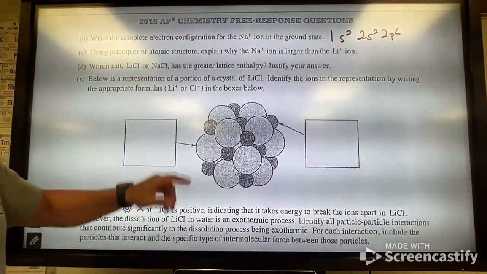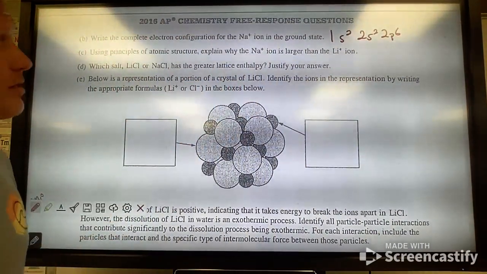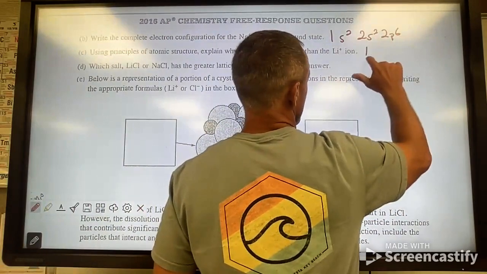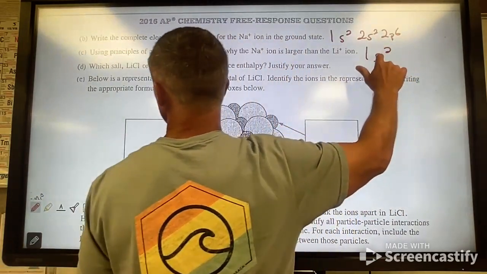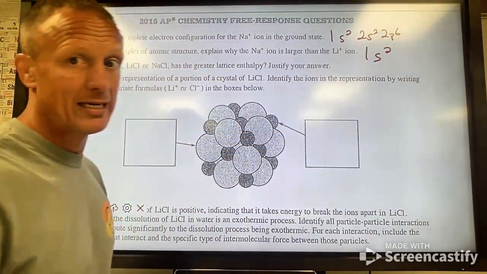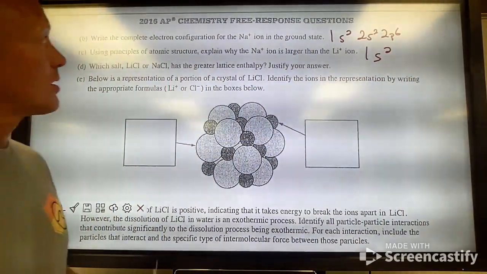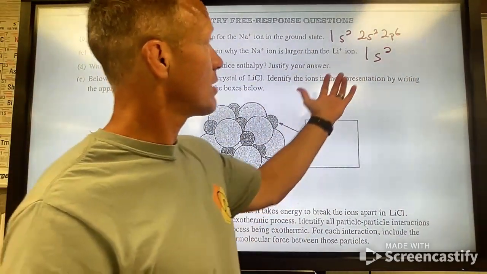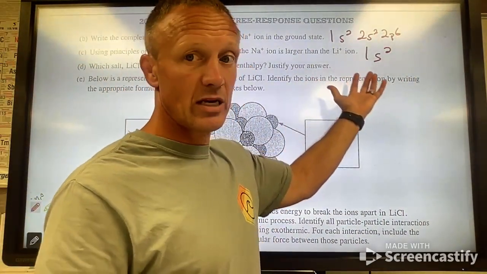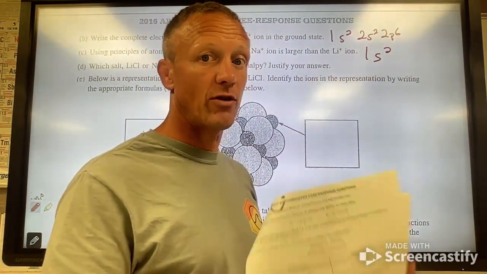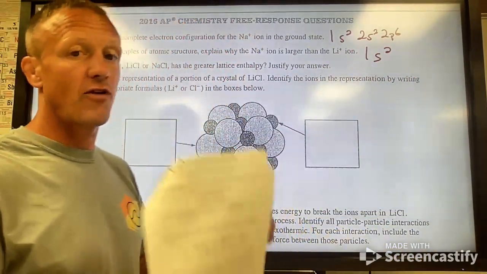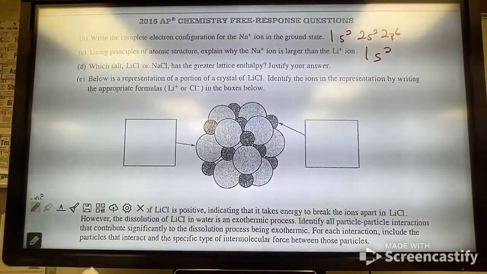Using principal atomic structure, explain why the sodium ion is larger than the lithium ion. Well, lithium ion would be 1s2, and that's it. So a lithium ion has one less energy level, or a sodium ion has one more completely full energy level. So its electrons are farther from the nucleus, has a larger electron cloud.